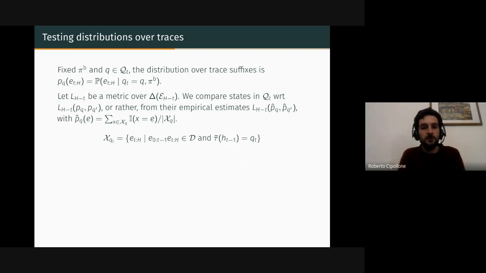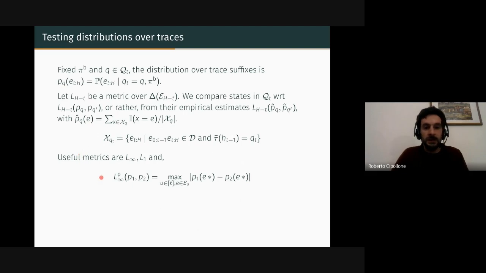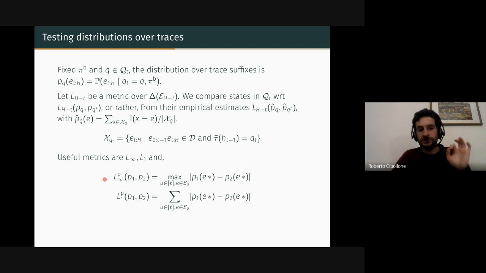Now we just need to compare different empirical estimates. We do that with different metrics. We could use L infinity, L1, but following other papers, we adopt the L infinity over prefixes. The only difference with respect to L infinity is that we take the max over the support of the distribution, but we not only take this max, we also maximize over the suffix length. So basically we have the difference in probability over the immediate observation, then over strings of length 2, length 3, and we take the maximum over all this, over length and over individual suffixes. There could be a variant with the L1 where we sum these probabilities as well. But for the algorithm, we use this one here.